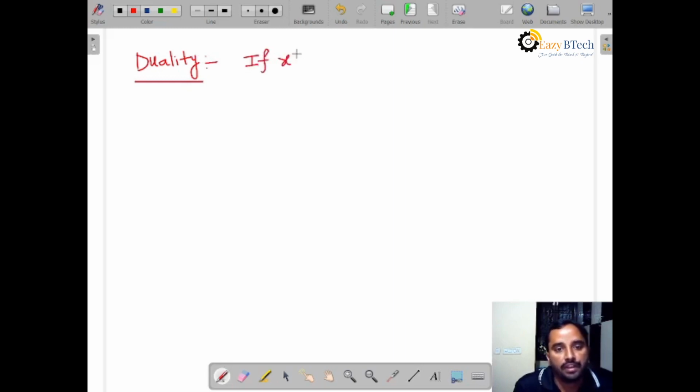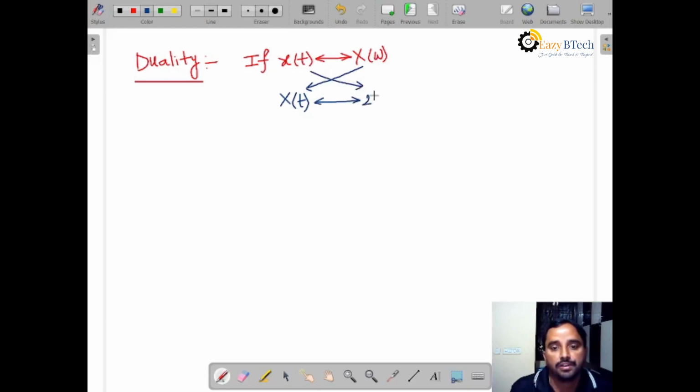If x of t has Fourier transform x of omega, then you take capital X and replace omega by t, X of t. Then the result you get is 2 pi into small x, where t becomes minus omega. So 2 pi into x of minus omega. This is the duality property. Let's have the proof for this duality property.